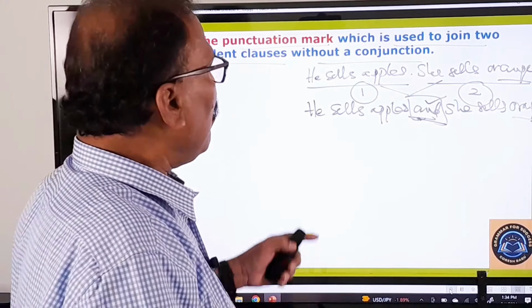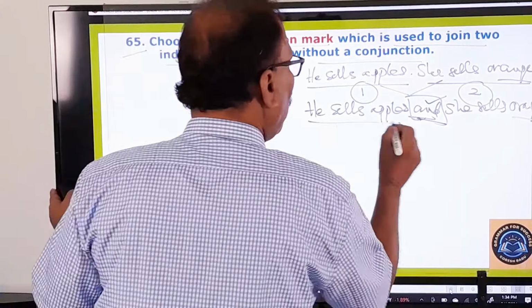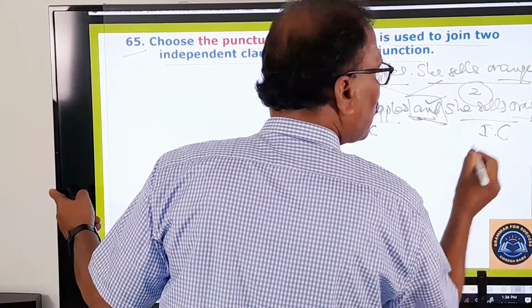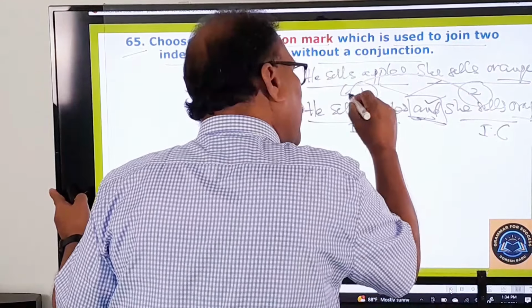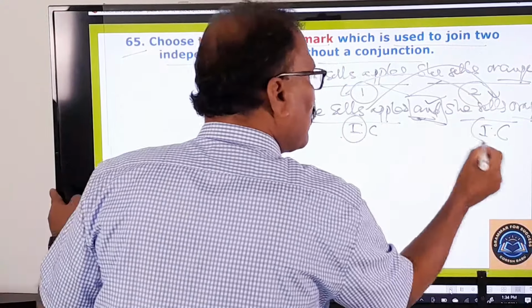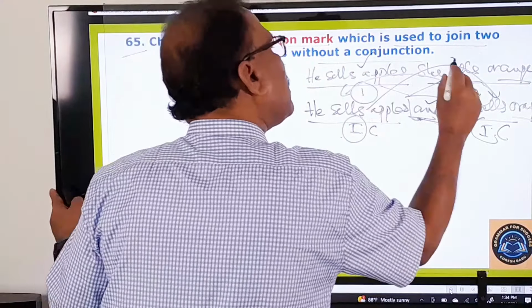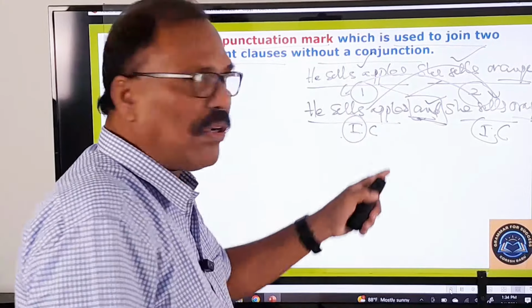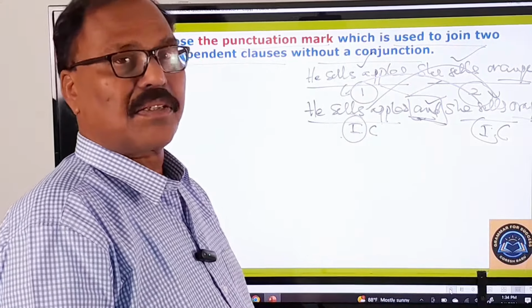So now what happens now? This is called an independent clause. Now this is also called an independent clause. This is not depending on this and this is also not depending on this. Therefore, they are called independent clauses. Earlier, they are called sentences. Now they are being called independent clauses.